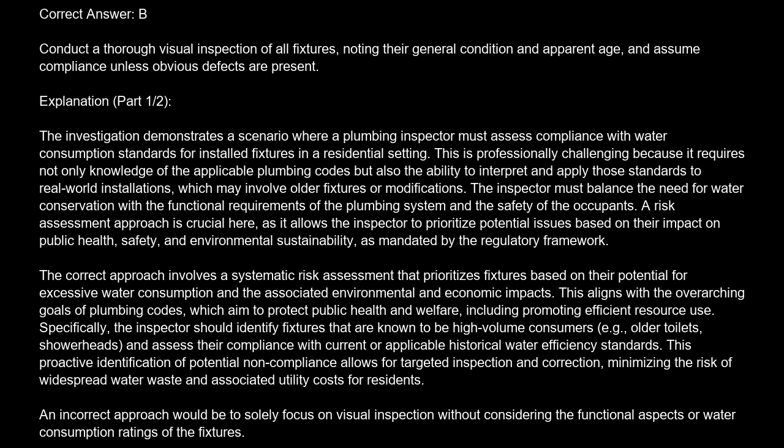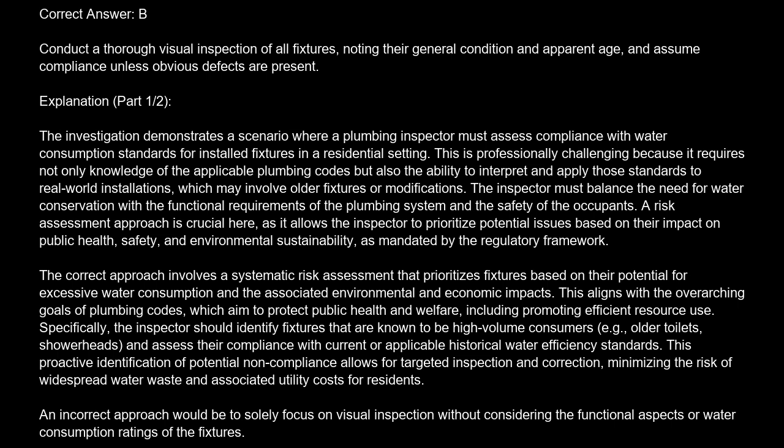The correct approach involves a systematic risk assessment that prioritizes fixtures based on their potential for excessive water consumption and the associated environmental and economic impacts. This aligns with the overarching goals of plumbing codes, which aim to protect public health and welfare, including promoting efficient resource use.